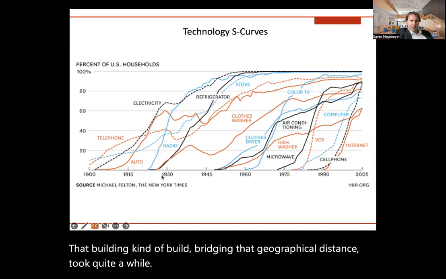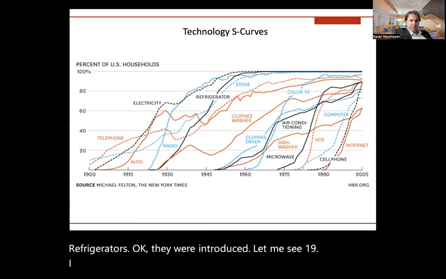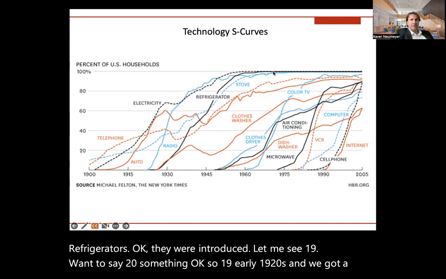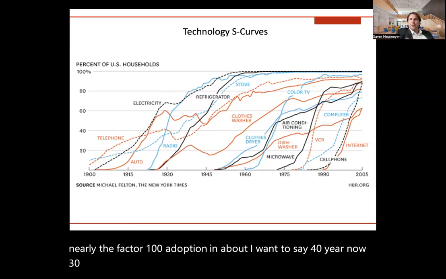Refrigerators, okay, they were introduced, let me see, I want to say the early 1920s, and we got a de facto 100% adoption in about, I want to say, 30 years approximately. Okay, so 30 years it took for everybody to get a refrigerator.